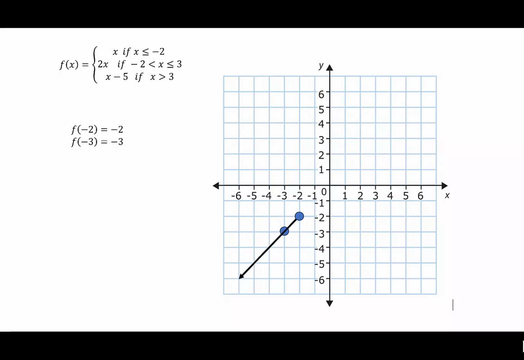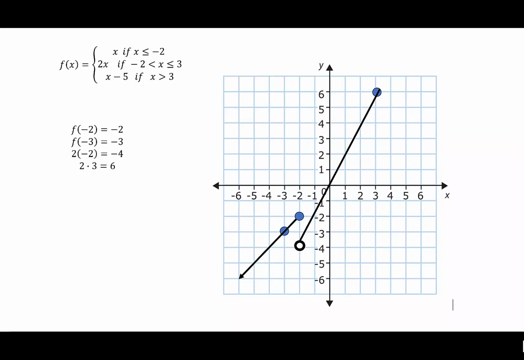because I'm only looking at values less than negative 2. The second piece of the function is 2x, where x is greater than negative 2 and less than or equal to 3. Because negative 2 is not included in this part, I find the value of negative 2 times 2, which is negative 4, and I put an open dot at the point negative 2, negative 4. Then I'll evaluate f of 3, which is 2 times 3, which gives me the value of 6. This time I use a closed dot because I do have equality at 3. Now I can connect these two pieces.